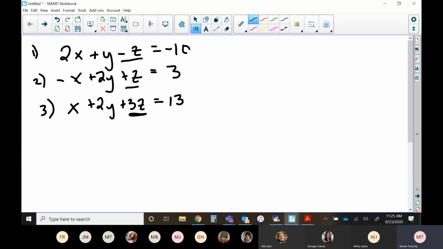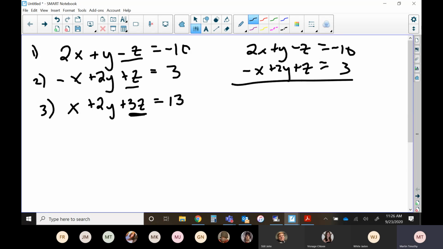Let's combine. We said 1 and 2. 2x plus y minus z equals a negative 10. A negative x plus... I haven't combined them yet. This is the first equation. This is the second equation. I'm going to add these two equations together because when I do that, boom, I get x plus 3y equals negative 7.